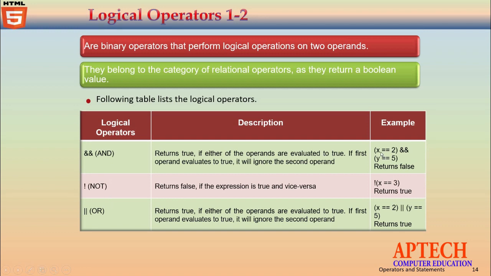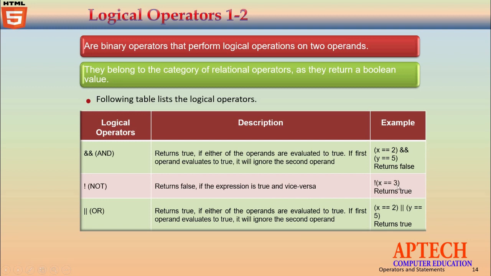For example, x is equal to 2, and for AND we use the double ampersand sign, and y is equal to 5. That means x is supposed to be 2 as well as y supposed to be 5. If both are true, it is true. If any one is false, it will return false.